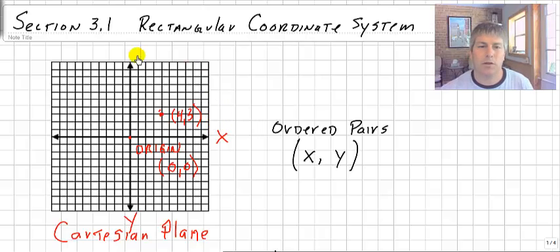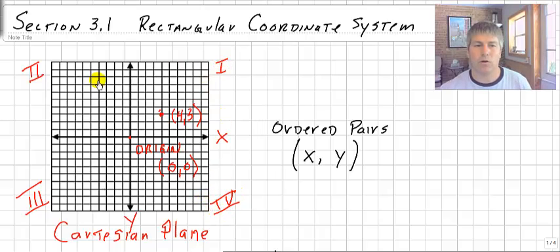The Cartesian plane is split up into 4 quadrants. The upper right-hand quadrant is quadrant 1, and then proceeding counterclockwise, the second quadrant on the upper left. The lower left is the third quadrant, and the lower right would be the fourth quadrant. So quadrants 1, 2, 3, and 4.